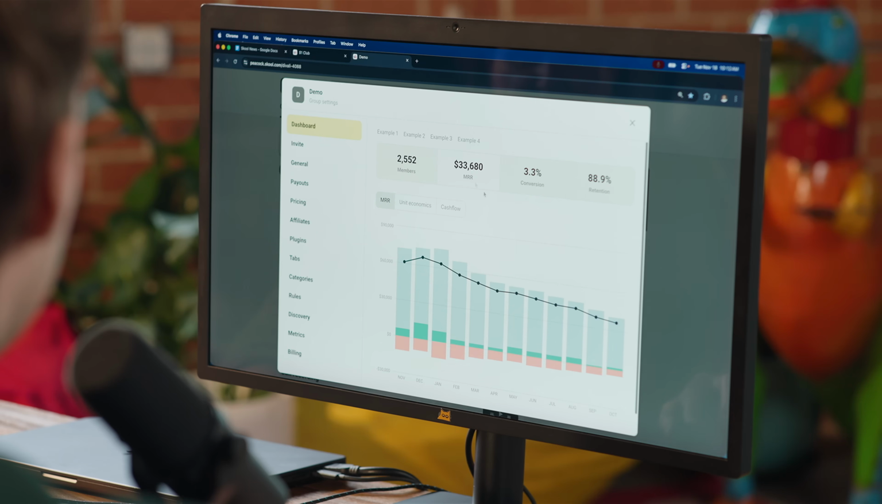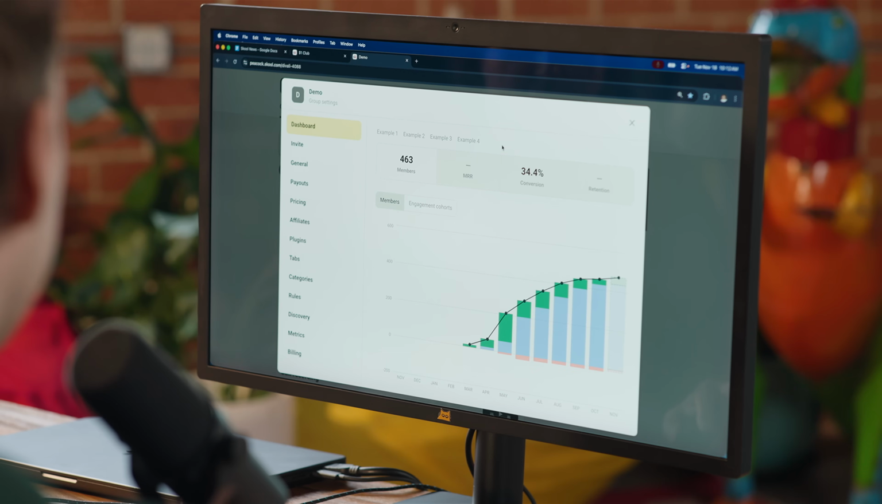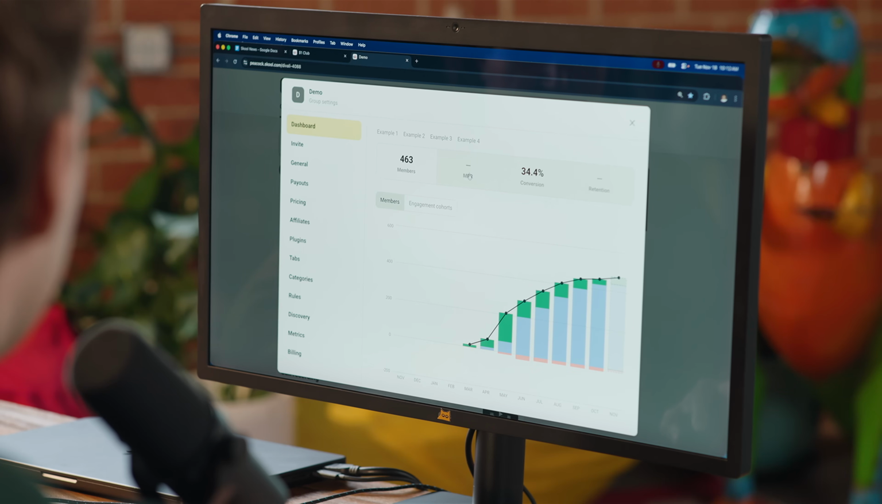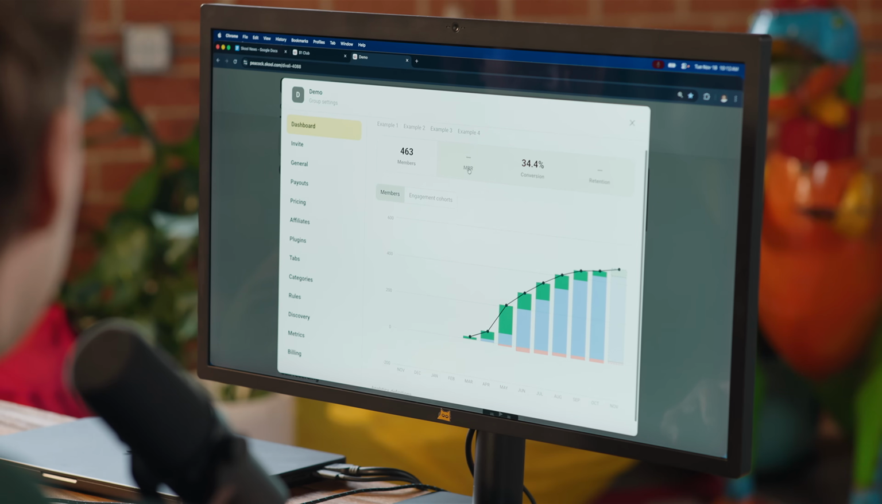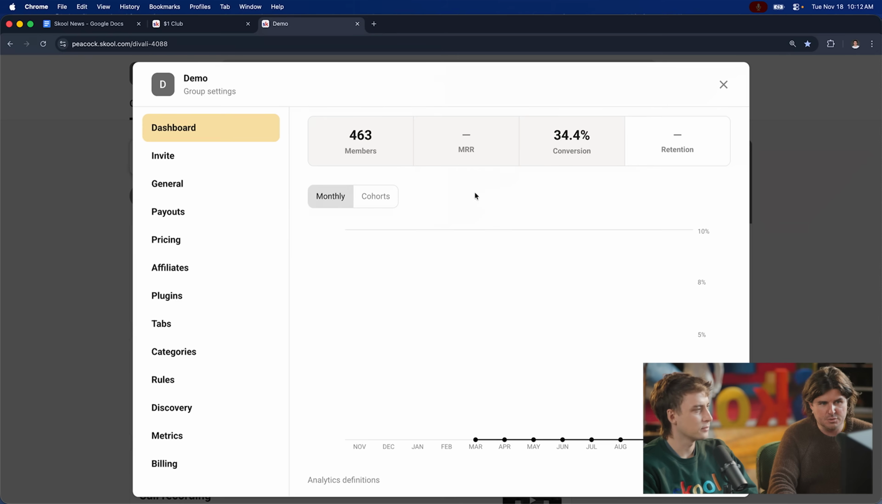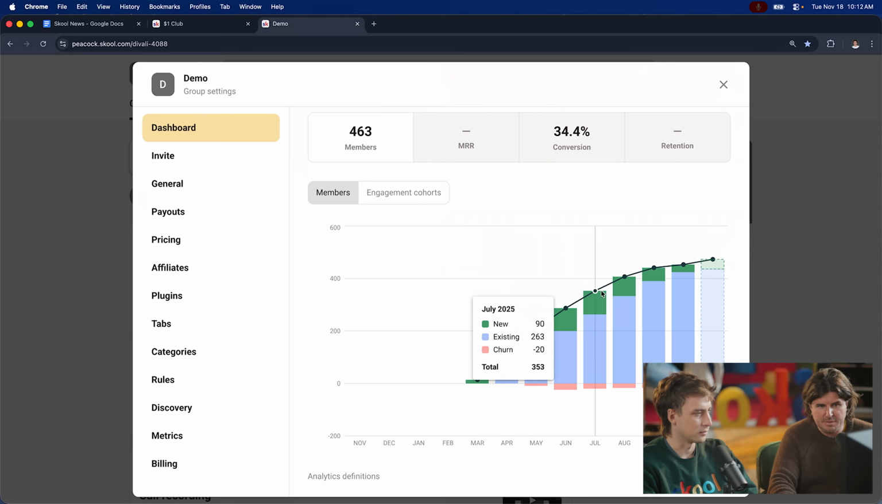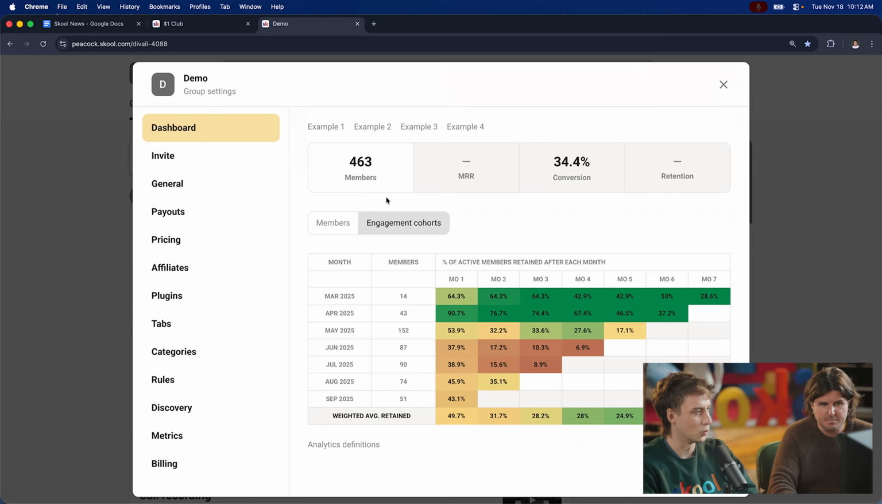So yeah, there's that. And then I think it's important that we show what a free group looks like, because a lot of groups are free. Yep. So if your group's free, you don't have MRR because you're not making any money, and you don't have retention because retention here purely looks at dollar retention, not user retention, right? But here you can see your members over time, and we've also got something called engagement cohorts.